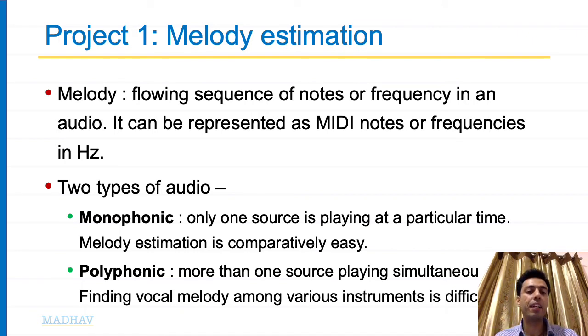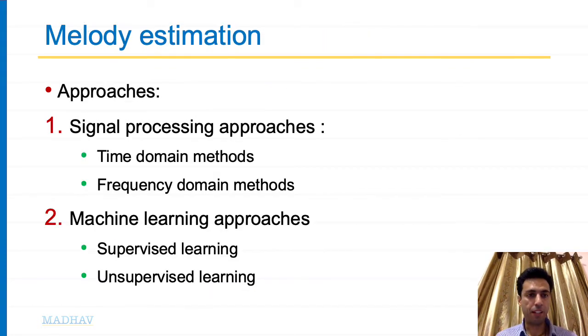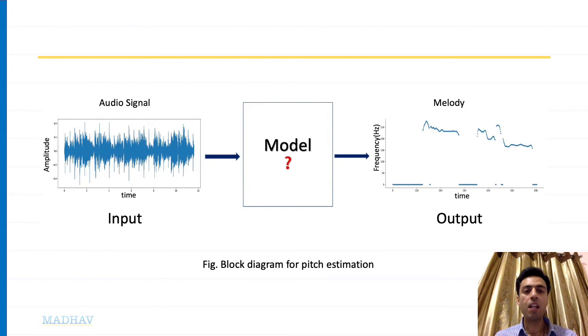Basically, I am singing and in the background there are many instruments playing. So that is the goal of the project. The problem statement is polyphonic melody estimation. And the approaches could be signal processing approaches, machine learning approaches. So the overall thing looks like this. We have some audio input, and here is your model which will be designing. And the output could be frequency versus time.